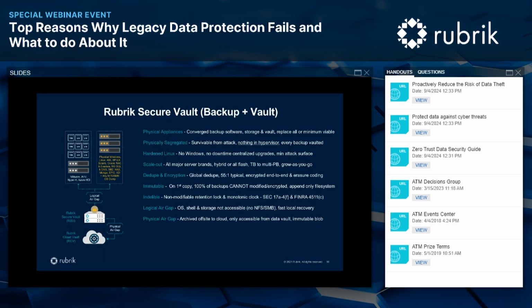And this is the most cost-effective way to get a fast local recovery from a logical air gap, and then an offsite archived immutable copy in the cloud. And you might say, well, why can't I just use the cloud only immutable copy? And the answer is recovery time objective. Because if you have to download all your data from the cloud, take the amount of data, take the speed of your internet connection, that is now your recovery time objective.